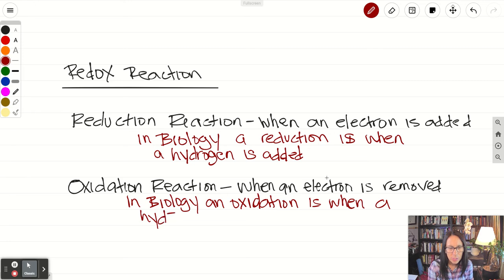This is a chemistry concept, but in biology, we are always dealing with carbons and hydrogens and oxygens, and so hydrogens are kind of electron carriers. So when a hydrogen's coming, it's bringing an electron with it. When a hydrogen's leaving, it's taking an electron with it.